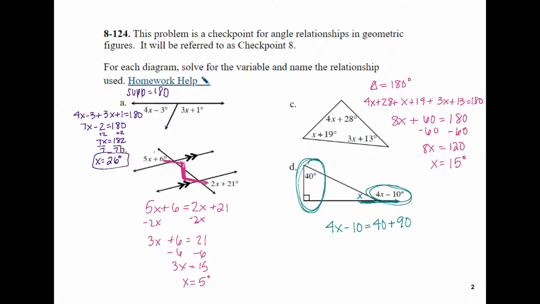So when I solve using my inverse operations, I get 4x is equal to 140. Divide by 4, I get x is equal to 35 degrees.